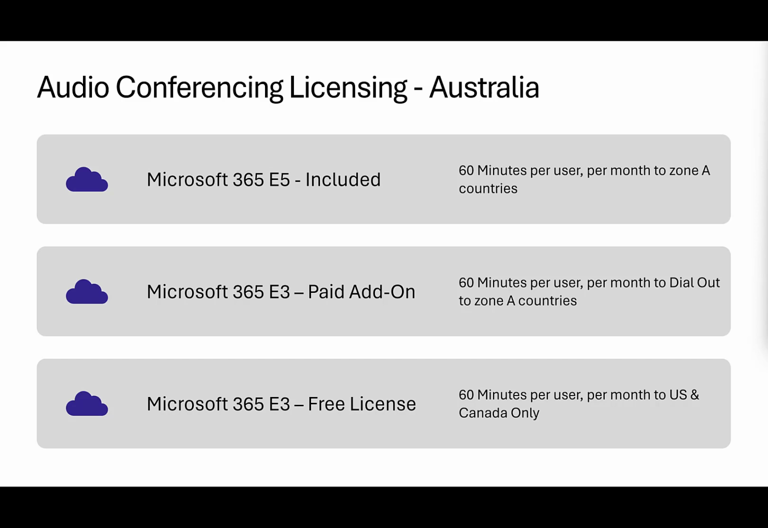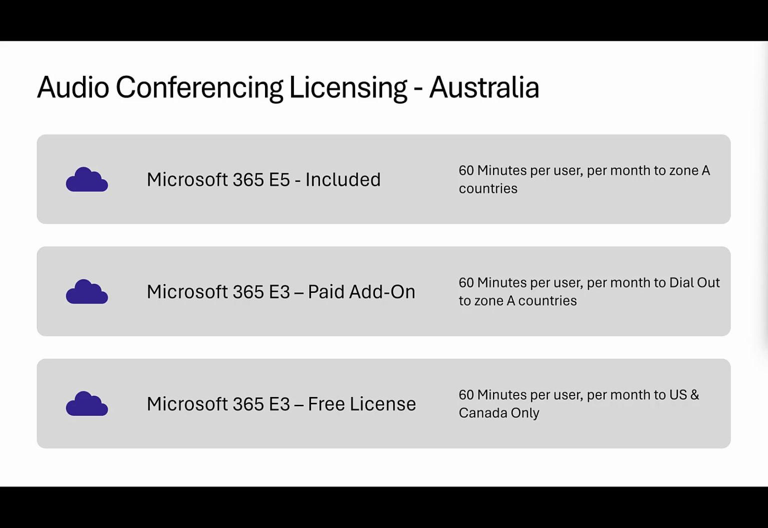Now, if you don't have E5 licensing and you've got E3 licensing, there are two options. The first one is the paid add-on. It's a couple of bucks per user per month. That gives you the same rights as an E5 license, with that additional 60 minutes per user per month to dial out to those Zone A countries.